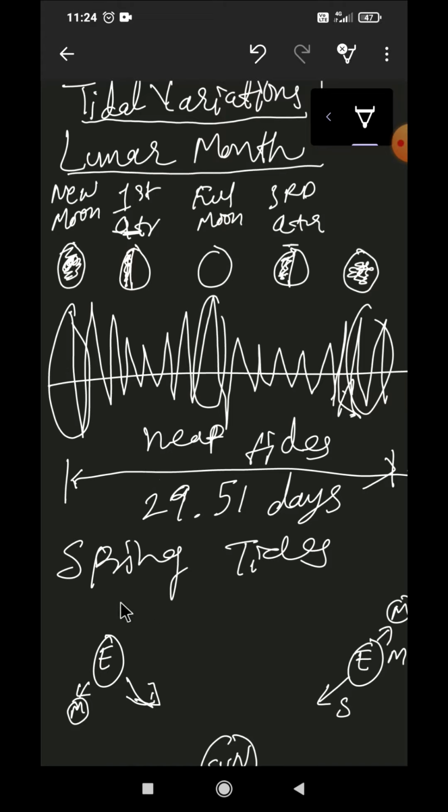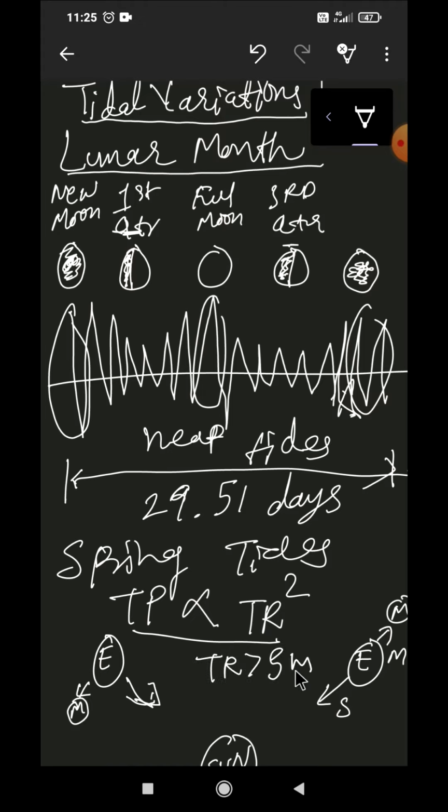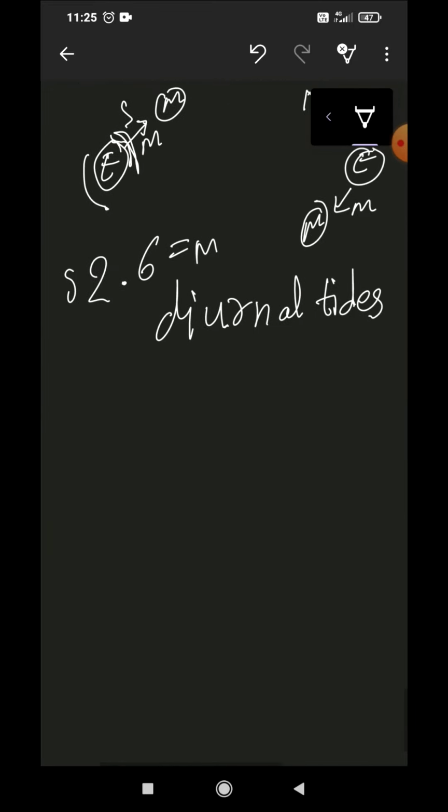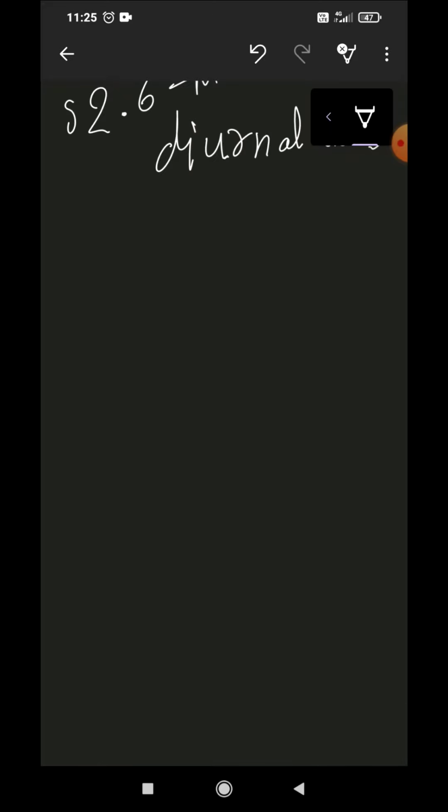So tidal power is proportional to the square of tidal range. Hence, sites having a higher average tidal range, about 5 meters or more, are preferable for a tidal power plant. So a tidal range greater than 5 meters is preferred for a tidal power plant. So this is the concept of tidal energy, how tides and tidal energy work.